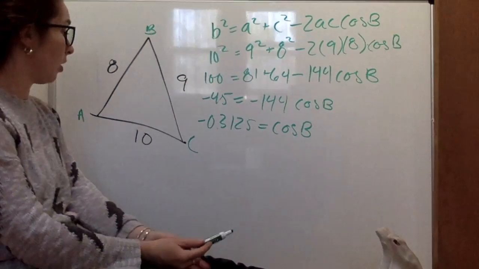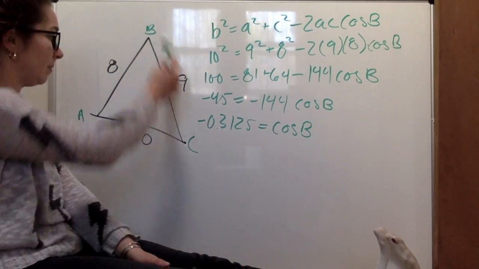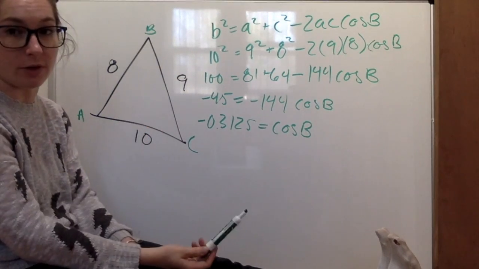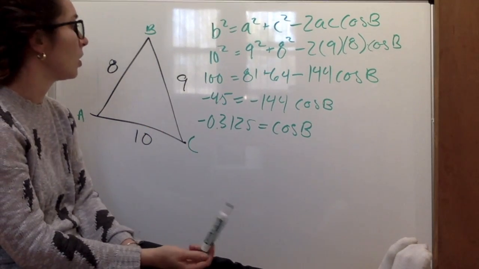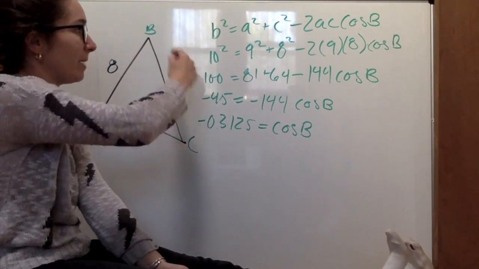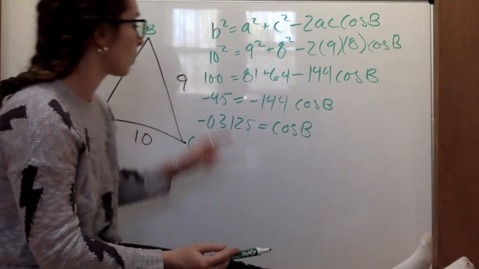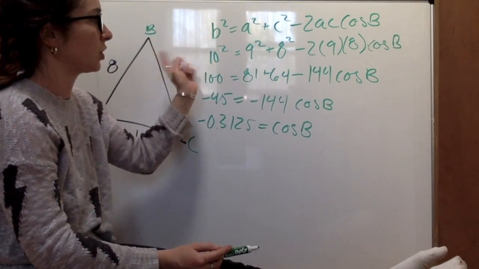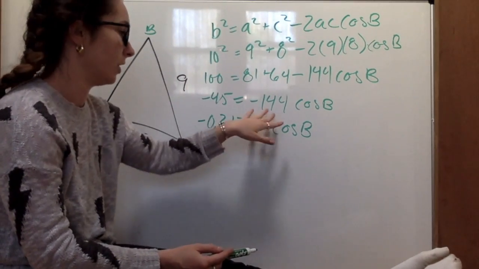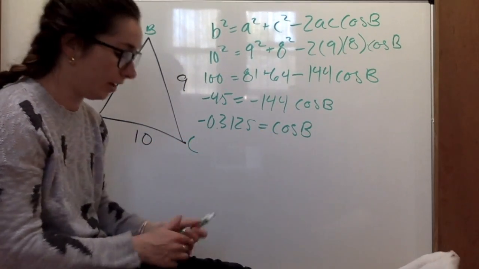Okay, so I decided to solve for the angle across from the side with side length 10 first. I just labeled them A, B, C. So this for me is angle B. It might be different if you labeled it differently, but that's okay. So my first step, I just plugged in all the numbers that I know, so all my side lengths, and the thing that I'm solving for is the angle B that's inside my cosine. So I just squared everything, moved everything to the left-hand side, divided by negative 144. Now I have cosine B by itself equals negative 0.3125.